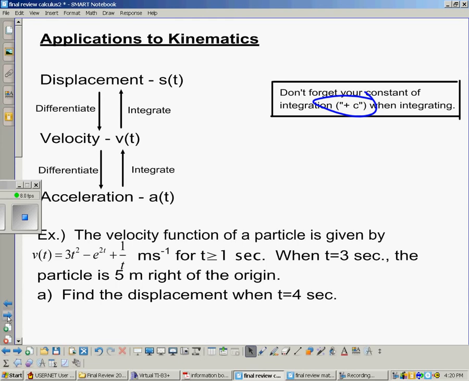All right. The velocity function of a particle is given by v at t equals 3t squared minus e to the 2t plus 1 over t meters per second for t greater than 1 second. When t equals 3 seconds, the particle is 5 meters right of the origin. Find the displacement when t equals 4 seconds. All right, so we've got velocity. We want displacement. We need to integrate.